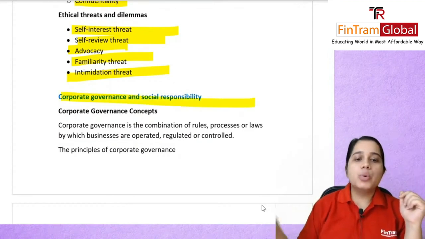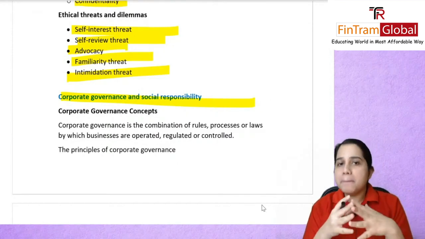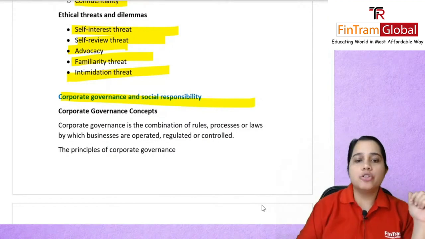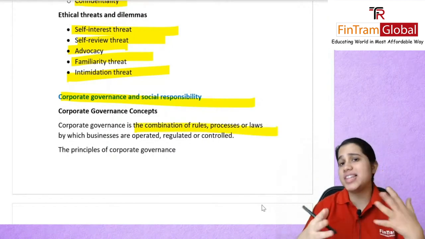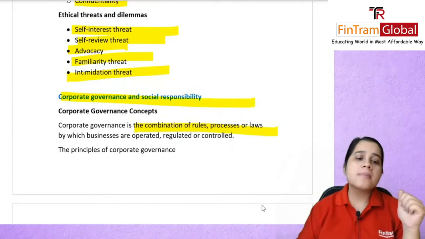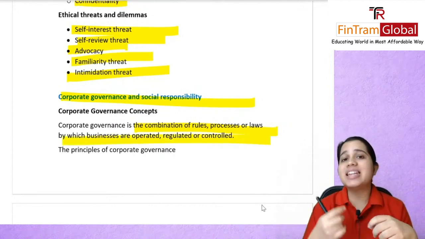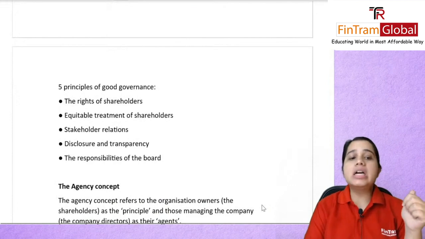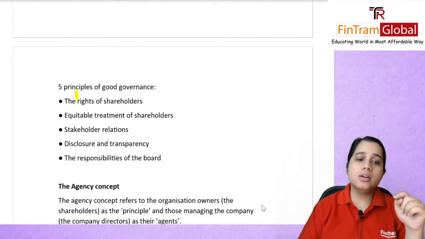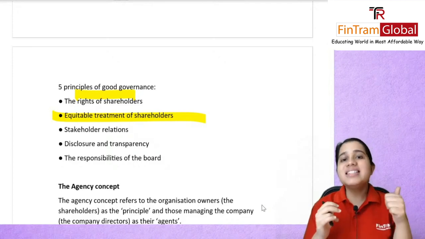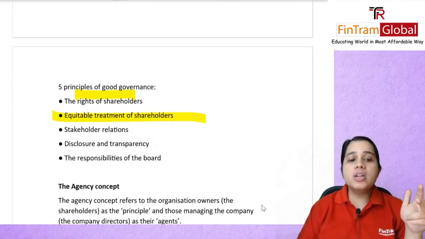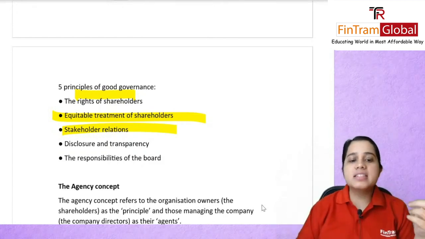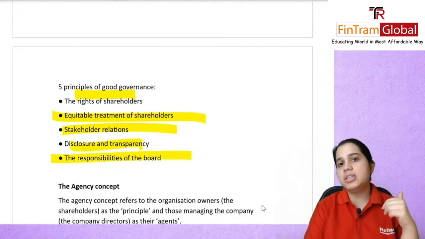Next is corporate governance and social responsibility. Corporate governance is basically the concept of how organizations are directed and controlled. It is the combination of various rules, policies, processes, and laws by which these businesses are operated, regulated or controlled. What are the principles of corporate governance? Five principles: the rights of shareholders, where you should treat all your shareholders equitably, that is equally; shareholder and stakeholder relations, because it's not just your shareholders who are important, there are other stakeholders also; disclosure and transparency; and the responsibility of the board.